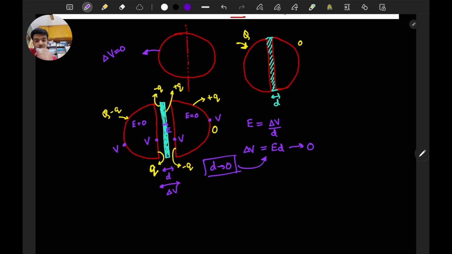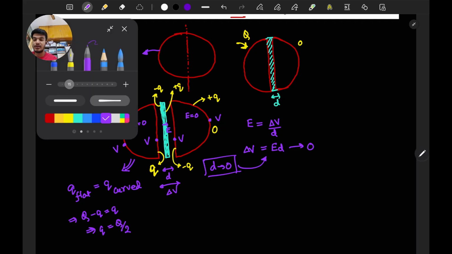Since all these surfaces are at potential V, I can clearly say the charges present on these surfaces, for this hemispherical part, the charge present on the flat surface has to be equal to the charge present on the curved surface. That's the law of conductors and charge distribution on conductors. So my Q minus q has to be equal to q, and from here I get that small q is nothing but capital Q by 2. So this is one important thing that we obtained.